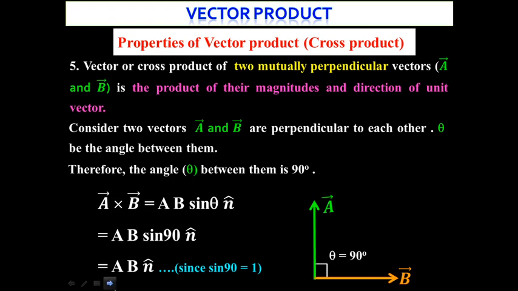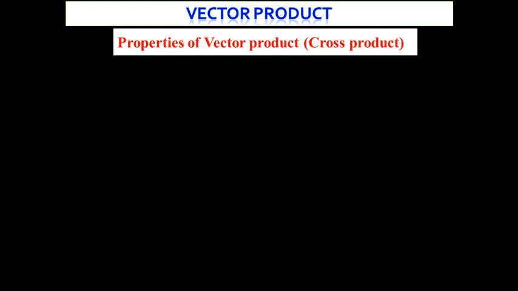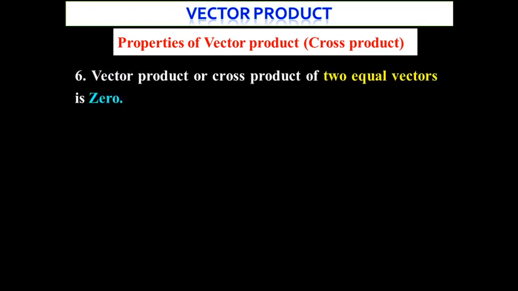ab means the product of their magnitudes and n cap means the direction of the unit normal vector. So the statement becomes: the vector product of two mutually perpendicular vectors is equal to the product of their magnitudes, a into b, and the direction of the unit vector. So this is property number 5 for the vector product or cross product. Now we will see property number 6.